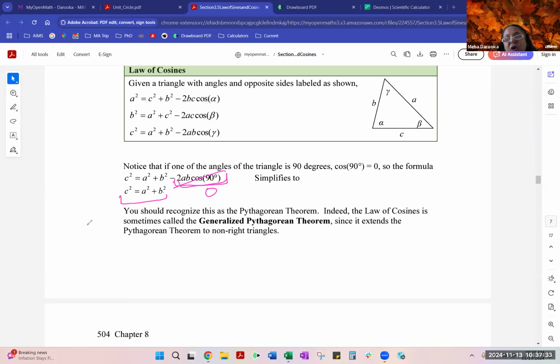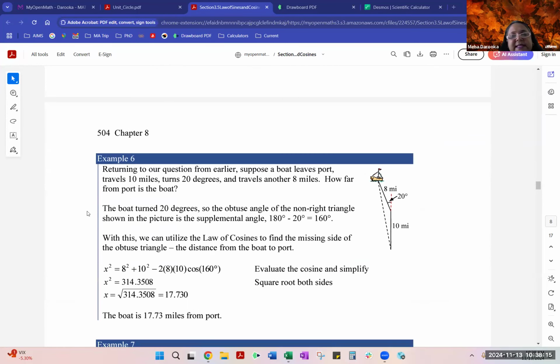So they're saying the law of cosines is sometimes also called the generalized Pythagorean theorem, because it takes the Pythagorean theorem for right triangles and applies it to non-right triangles. That's where they're bringing that terminology in: if it was a right triangle, it would look exactly like the Pythagorean theorem. But if it's a non-right triangle, we can still extend that concept, and we're calling it a generalized Pythagorean theorem. I think it's kind of neat how we're able to connect those two concepts together. Okay, let's take a look at an example.